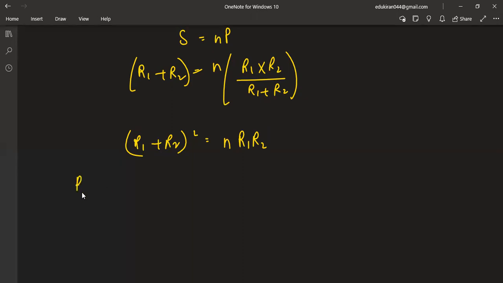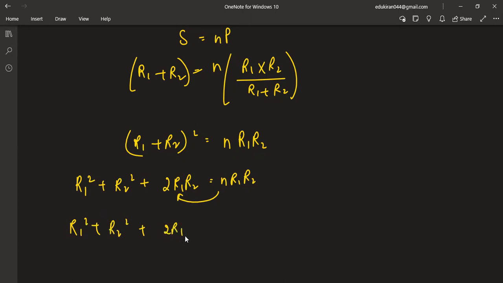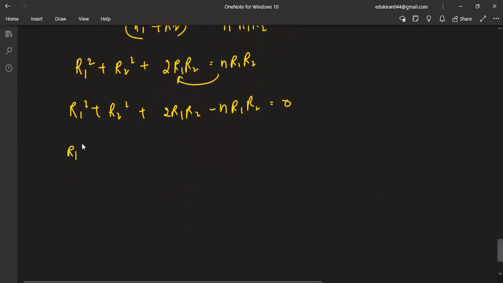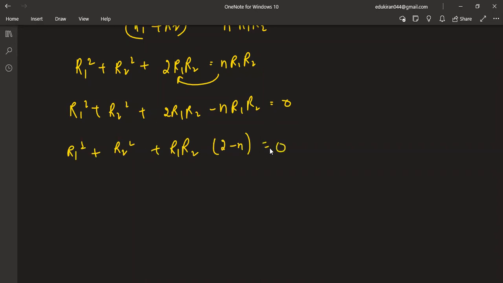So let's open this up using the identity A plus B whole square. R1 square plus R2 square plus 2 R1 R2 is equal to N R1 R2. Now let's bring N also towards this side. So R1 square plus R2 square plus 2 R1 R2 minus N R1 R2 is equal to 0. From here we can take R1 R2 common. So that becomes R1 square plus R2 square plus R1 R2 times 2 minus N, equal to 0.